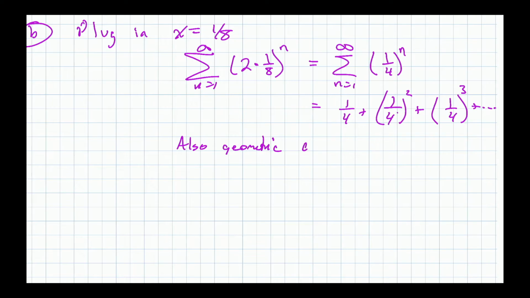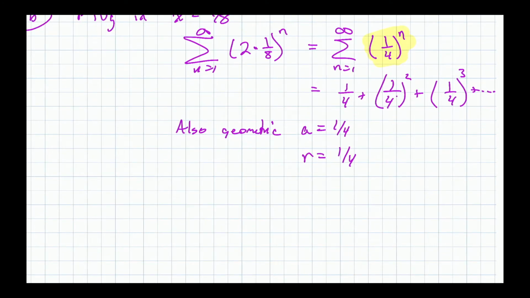And the a, which is the first term, is 1/4, and the r, which is the second term over the first term, is also 1/4. Also, just a geometric series, when it's written like this, whatever the number is inside of the parentheses is the r. You do have to check the first term for the a, but the r is easy to see by inspection. So r is 1/4.